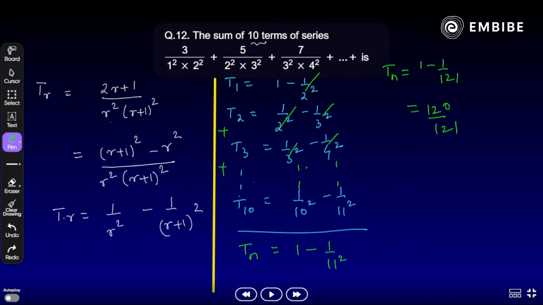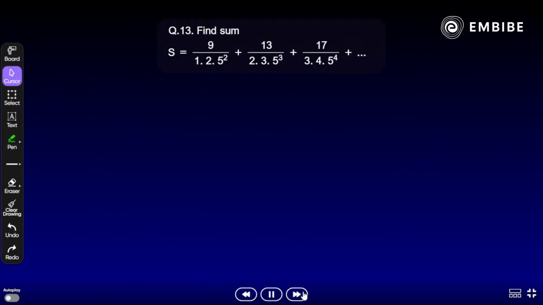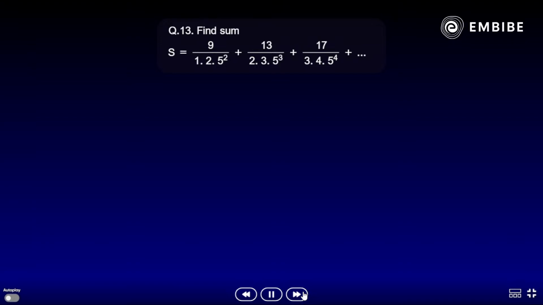Okay, take a look at the next question, question number 13 here. Again find the sum: 9 by 1 into 2 into 5 square plus 13 by 2 into 3 into 5 cube plus 17 by 3 into 4 into 5 raised to power 4.